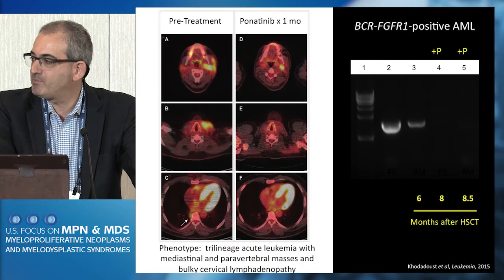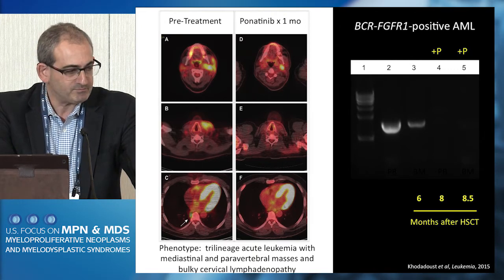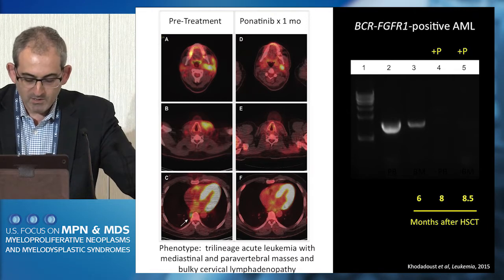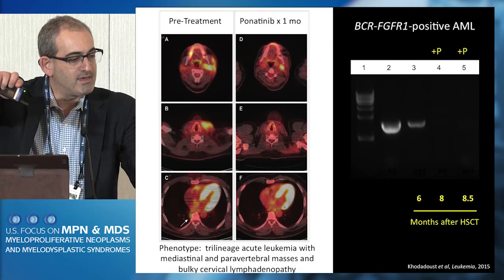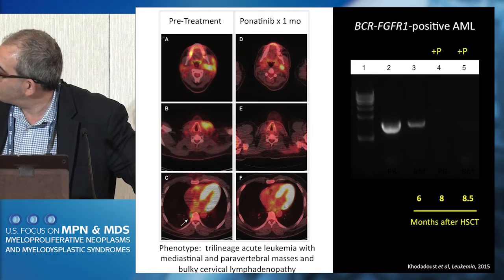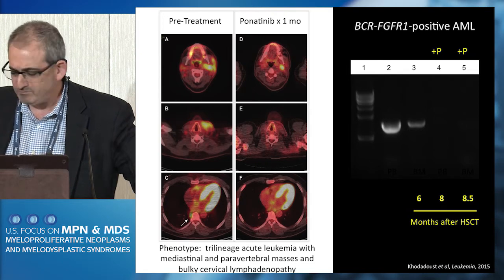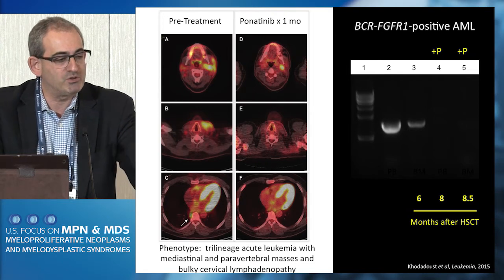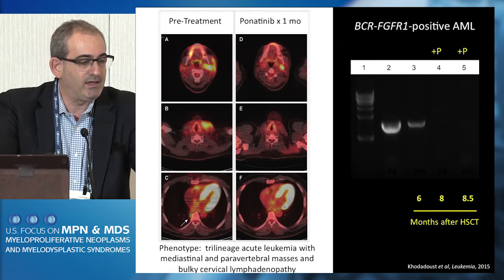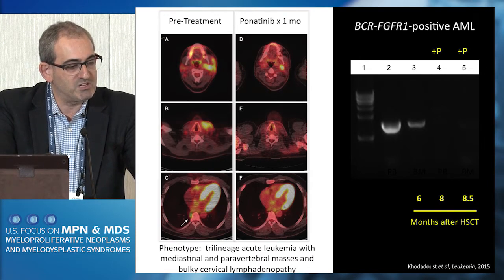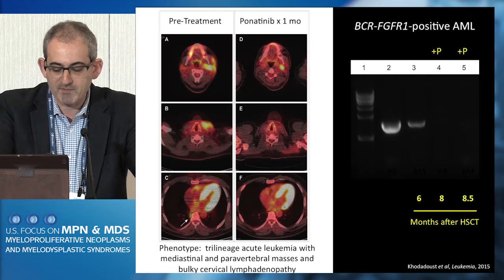And then we used ponatinib, a single agent therapy. And you can see before versus 1 month with ponatinib treatment, you've got reduction in FDG-avid disease, basically in the head, neck, and paravertebral areas. So by no means did ponatinib alone do the job in terms of inducing a molecular cytogenetic remission, but you can see that there was single agent activity, at least by PET.